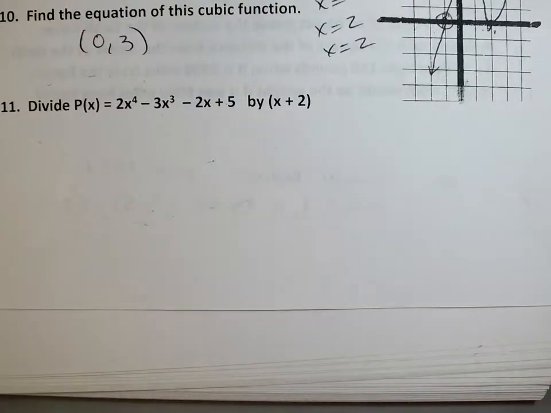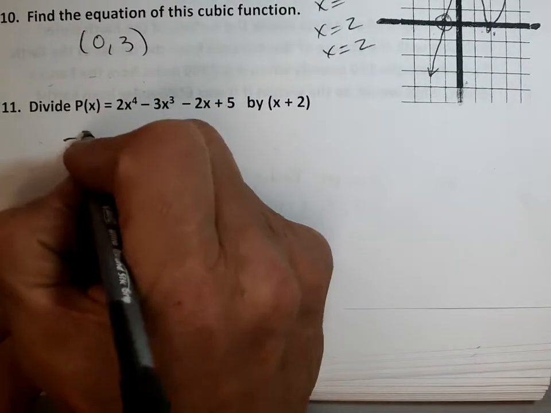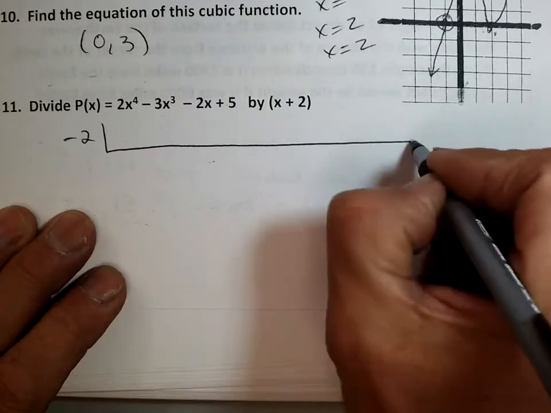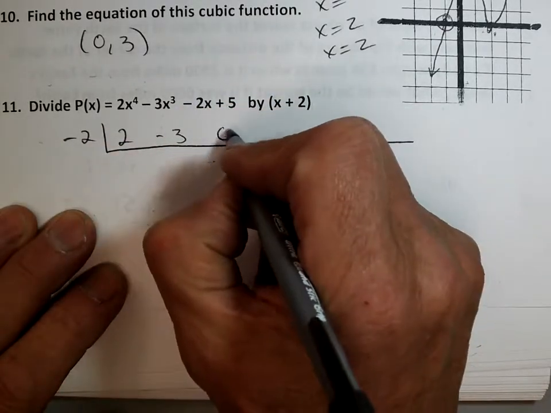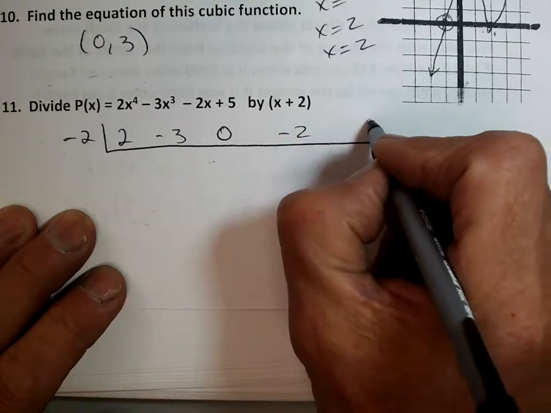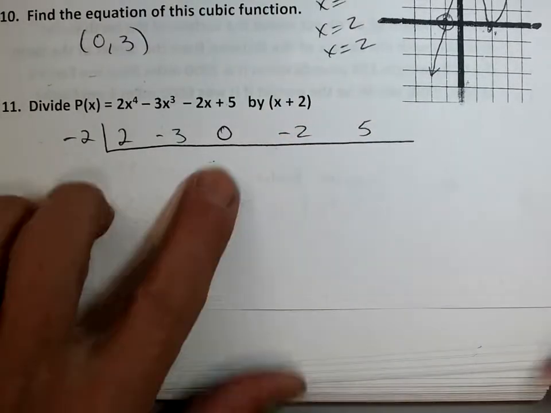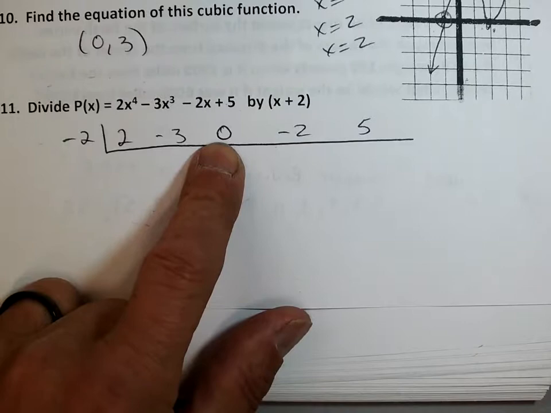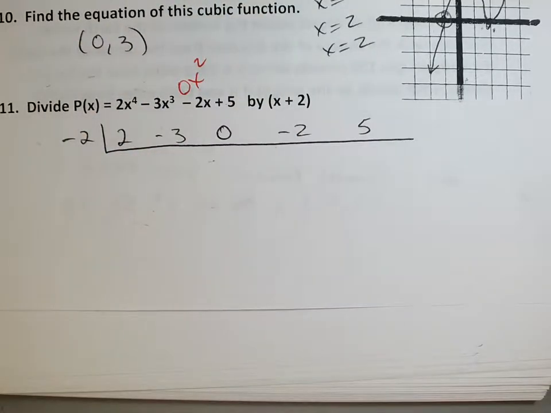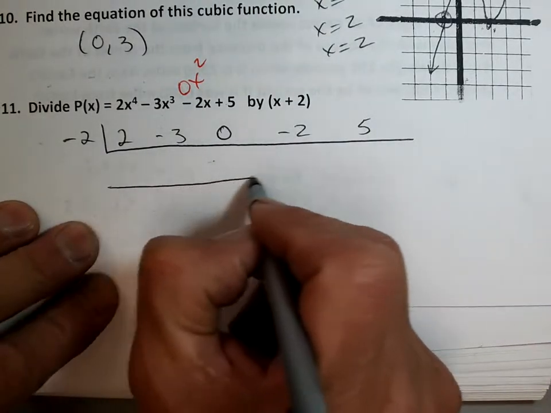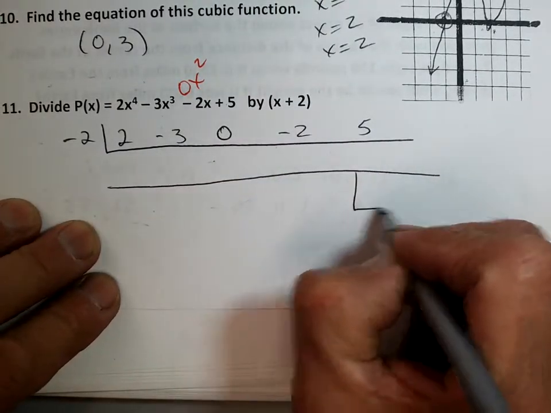Okay, 11. Let's do synthetic division. So I'm going to go -2, into a 2, a -3, a 0, -2, and a 5. Now the 0, where did this 0 come from? There's a 0x squared. You have to have that because you need to have a place value for that. Okay, here's my adder line and my remainder, right?